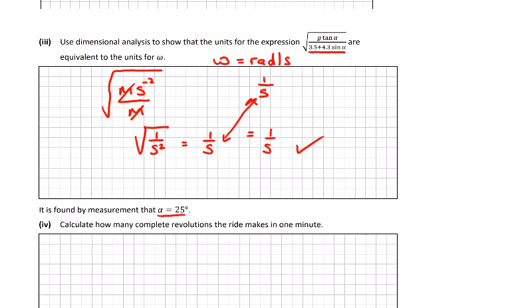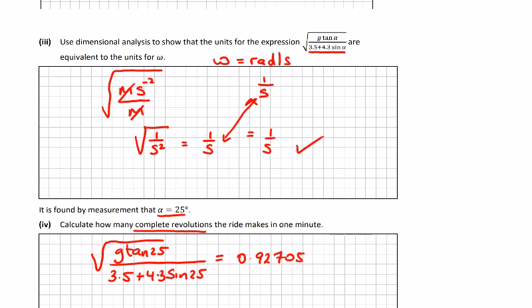Alpha is 25. How many complete revolutions will it make? Okay, we'll get it in seconds if we can get omega. So omega is equal to this expression, so the square root of g tan 25, so 9.8 tan 25 divided by 3.5 plus 4.3 sine 25. That's going to give 0.92705.